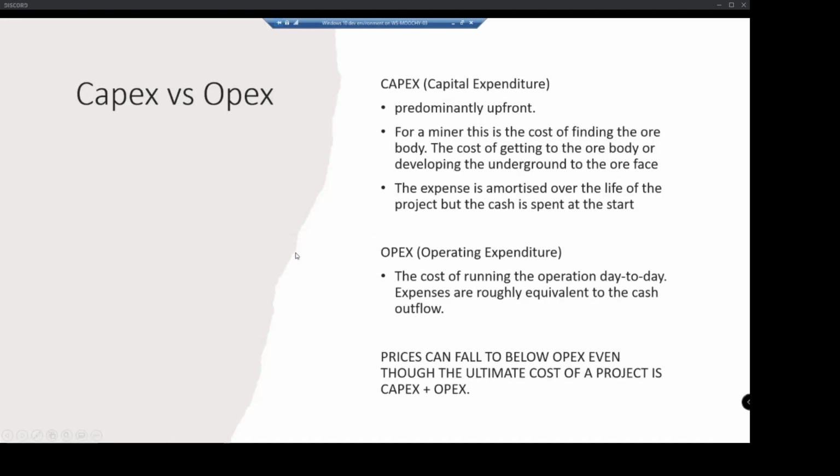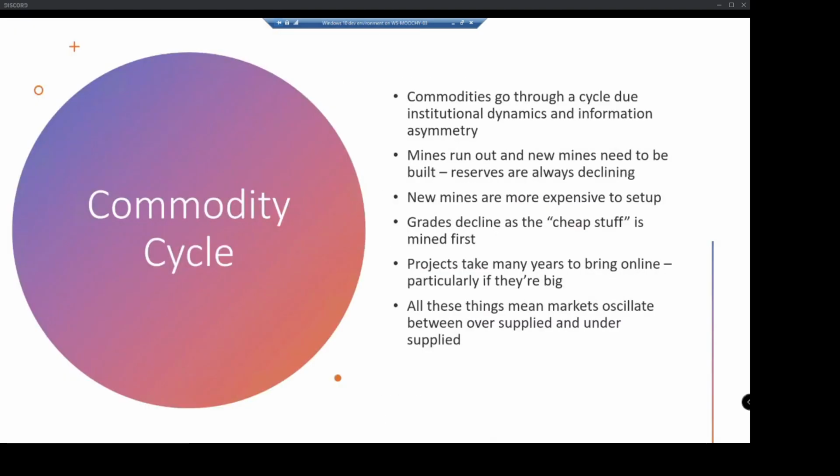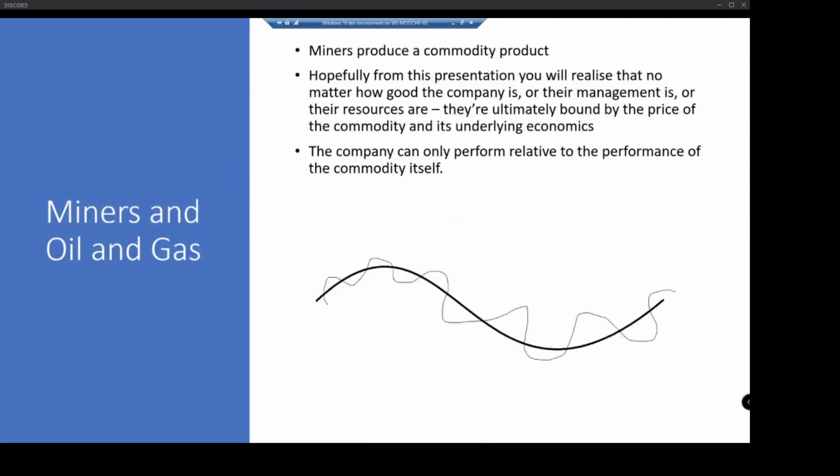So, given some of the things I've just said, in that it takes a long time to bring projects online and all these sort of things, commodities go through a cycle, which, go back here, I drew this very poor Paint diagram. The big black line is the commodity cycle, and it doesn't look as neat as that, and the thin black line is the stock price of any sort of resource company, and it moves around this commodity cycle line, and that's related to the factors related to that particular mining company.